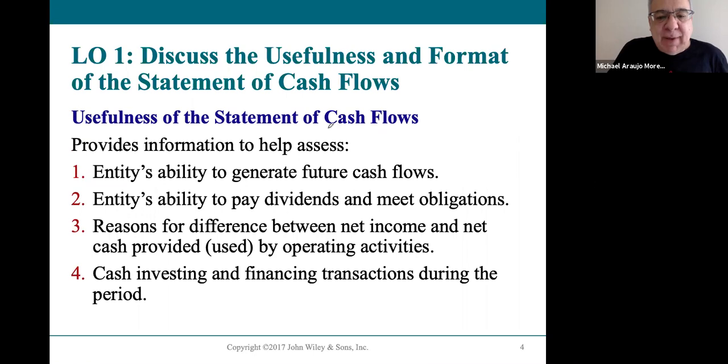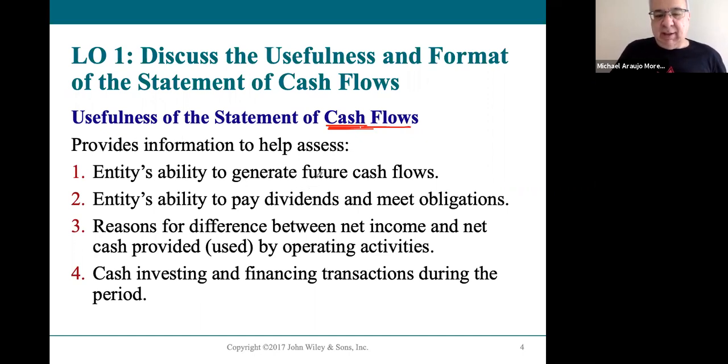The cash flow statement is strictly about cash. Okay. And what we mean by cash flow is cash coming into the company and cash going out of the company. Okay. It can be simplified like that. That's a good way to start understanding it. But it provides a lot of information.